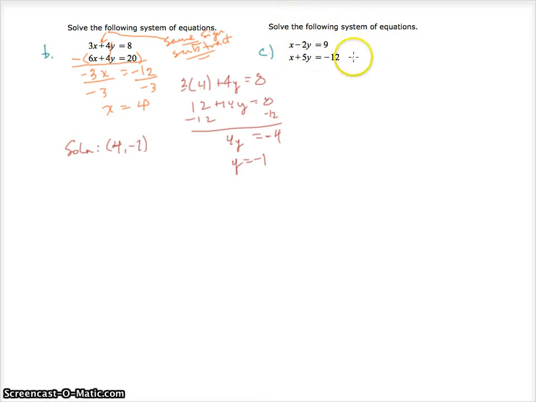Let's look at this problem real quick. I'm not going to solve it all the way down. We're just going to look at how to start it. Now, it's kind of tricky because I have x minus and then x plus, but really, these are the ones I want to cancel, and their signs are the same. They're both positive. So that means I subtract.